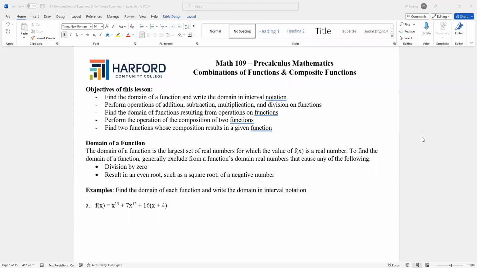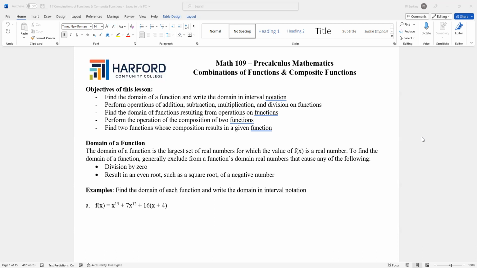All right, so today's lesson is combinations of functions and composite functions. In this lesson, you should expect to go over the domain of a function and write that domain in interval notation. Remember, that's using brackets and parentheses. You should be able to perform operations such as addition, subtraction, multiplication, and division on functions, and find the domain of functions resulting from operations.